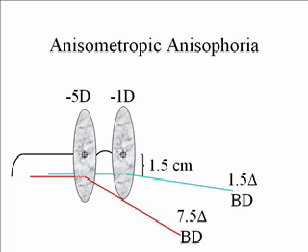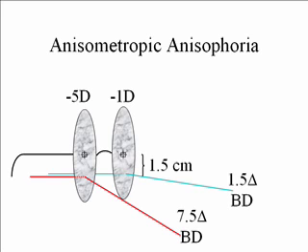The question then is, how much is the net prism induced by this arrangement? Is it 9 prism diopters or is it 6 prism diopters? Well, what we're interested in is the difference between the two eyes, since it's that difference that is going to induce diplopia. So the difference between 7.5 prism diopters base down OD and 1.5 prism diopters base down OS is equal to 6 prism diopters.